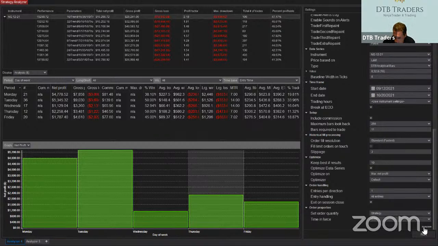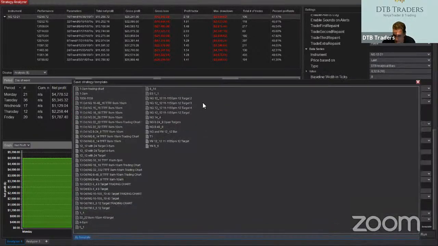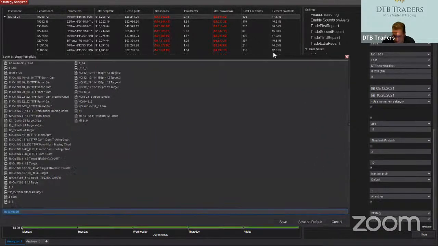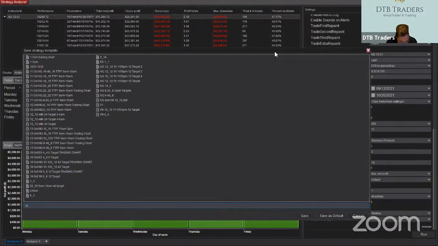Okay, so I'm going to save this as a template. So template save. And this is going to be a 16.8. So I'm just going to make it very simple. I'm going to call it NQ16_8. Okay, and I'm going to save that.